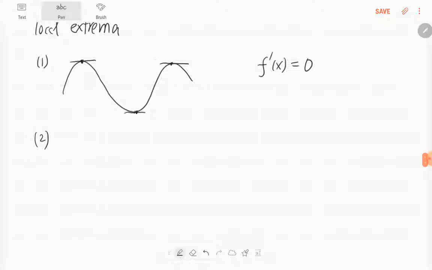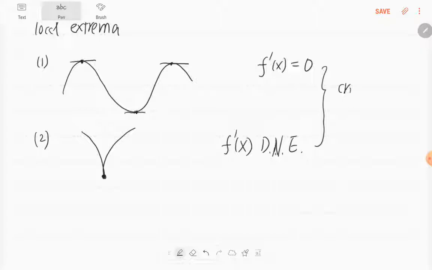Let's look at another situation. It may be here. This is also a local minimum. At this point, the derivative does not exist. So both cases would be local extrema. Are you familiar with these two cases? The derivative equals 0, or the derivative does not exist. Yes, these are the critical values or critical points.